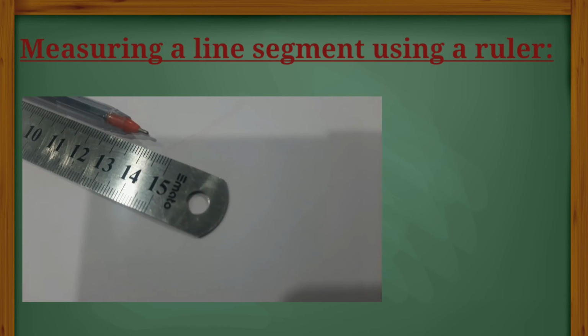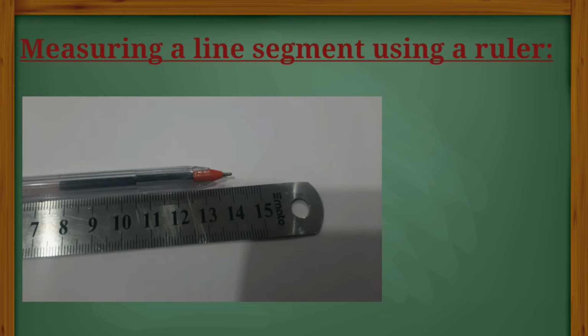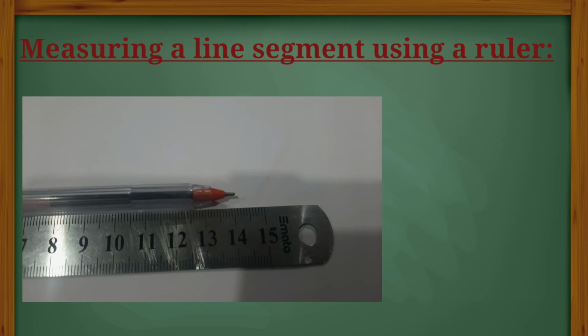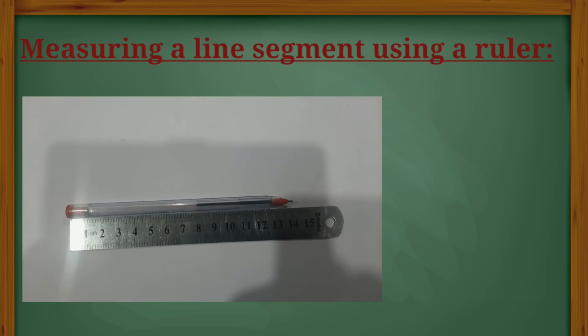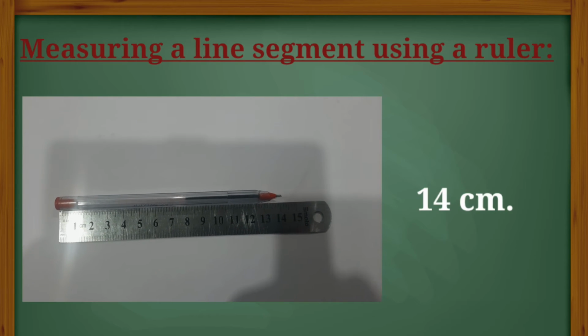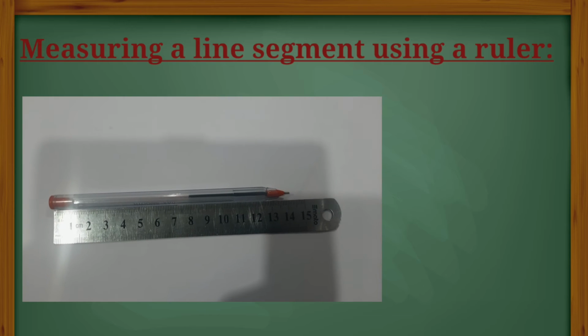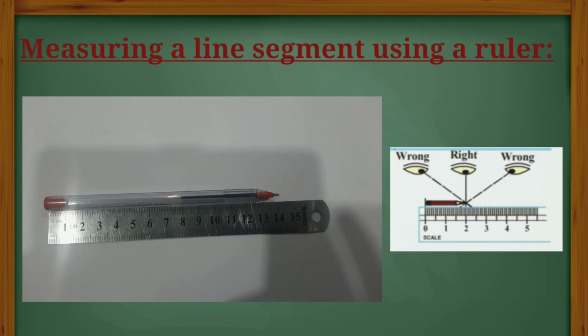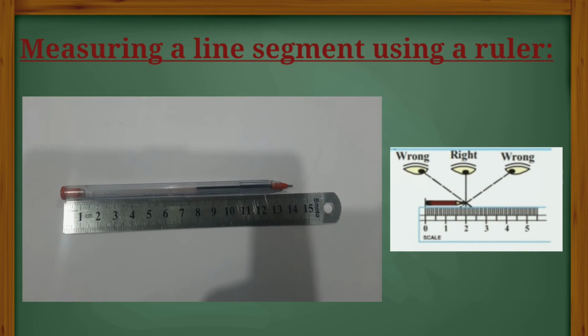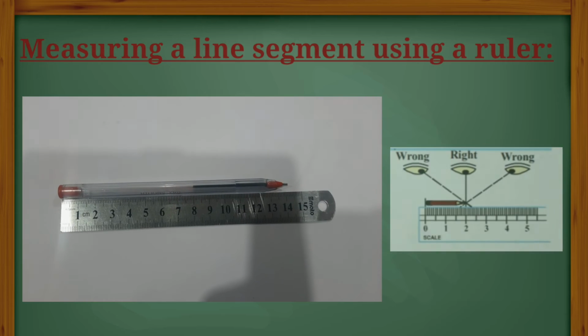So from straight view it is 14 centimeters. From the side view it is more than 14 on one side and less than 14 on the other. But the actual size of the pen is 14 centimeters only. Children, these are some of the errors due to angular viewing. To avoid this problem, a better way is to use a divider.